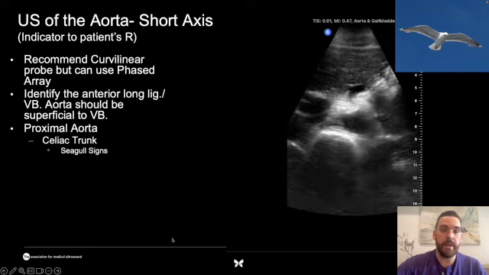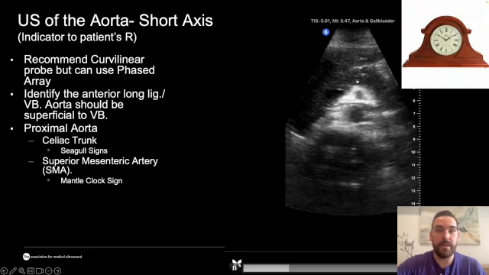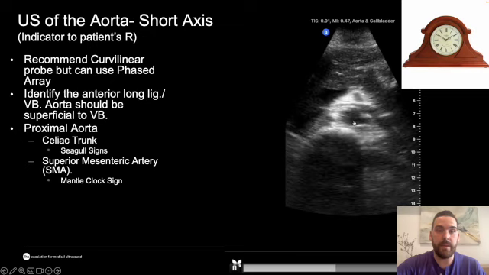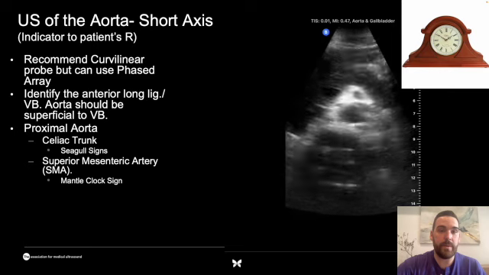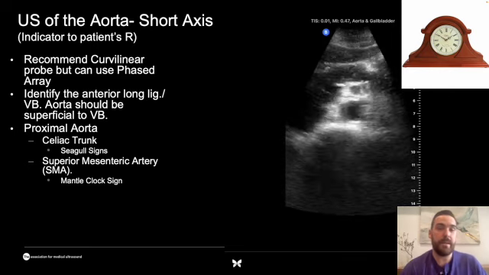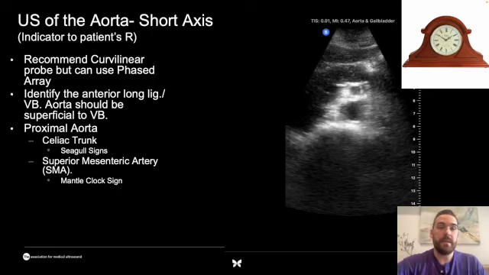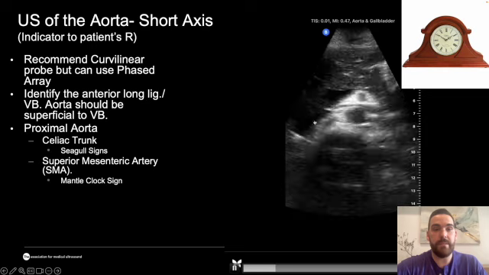Good. Next we'll see the superior mesenteric artery, which looks like a mantle clock. You can see that there. There's our abdominal aorta, and there's our SMA. Running between the SMA and the abdominal aorta is the left renal vein. Above the SMA is the splenic vein. And then you can see on this side over here is the IVC.